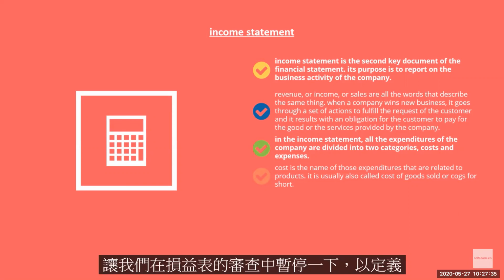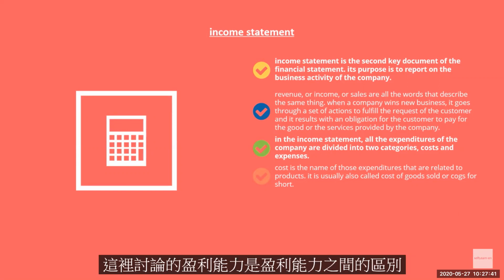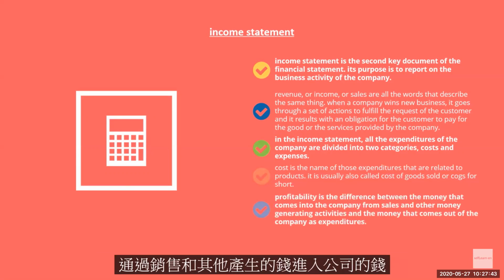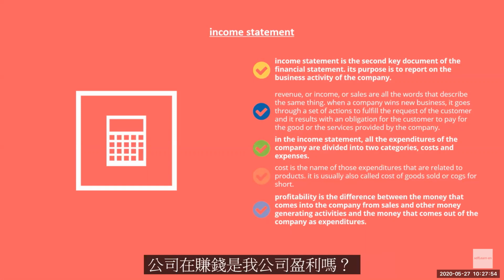Let's make a pause here in the review of the income statement to define one of the most important concepts in finance, and maybe the most important for our discussion here: profitability. Profitability is the difference between the money that comes into the company from sales and other money-generating activities, and the money that comes out of the company as expenditures. In other terms, to ask about the profitability of a company is the same as to ask if the company is making money. Is my company profitable?